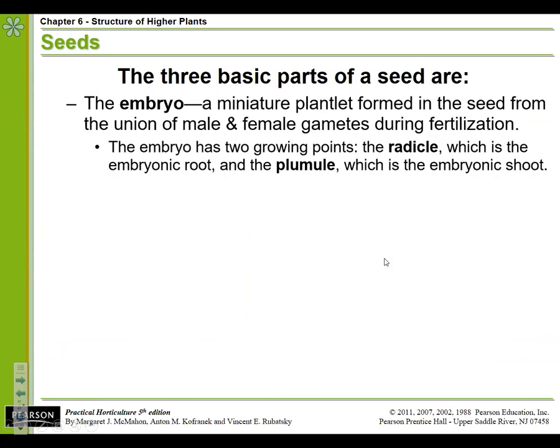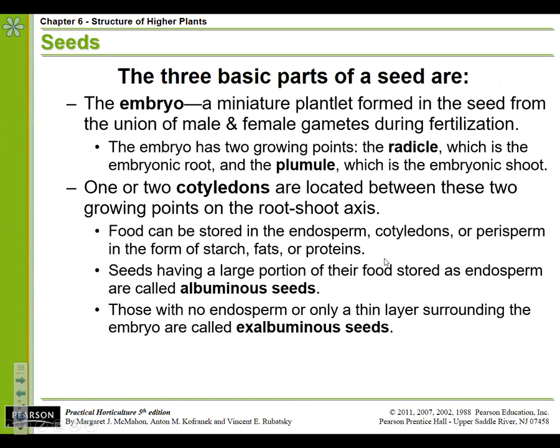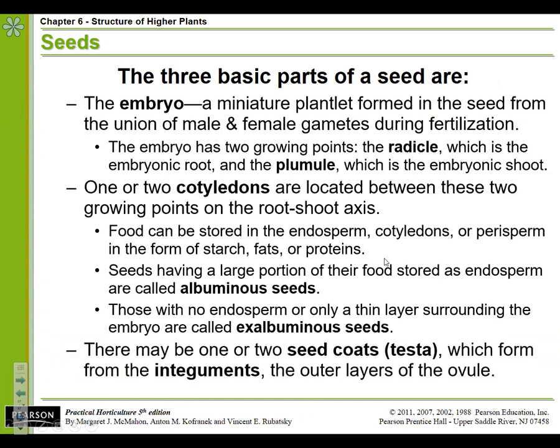All right, last thing here, we got 3 basic parts of a seed. First, we have the embryo, which is basically where all the genetics are formed and where they're stored, which gives the instructions for the new plant to grow. And as we talked about earlier, that embryo has 2 growing points: the radicle, which is that embryonic root that first goes into the soil, and then the plumule, which is the embryonic shoot that arises up out of the ground and then develops into the above ground part of the plant.